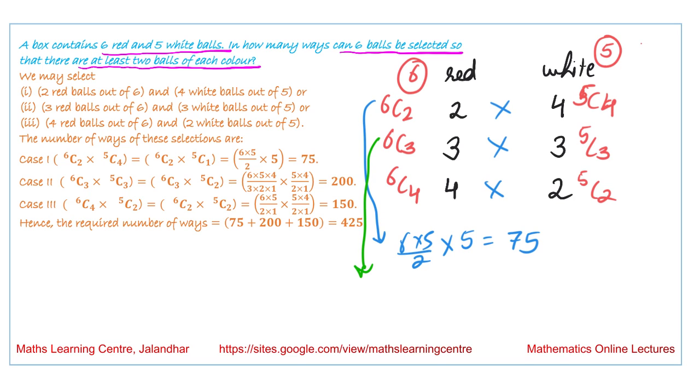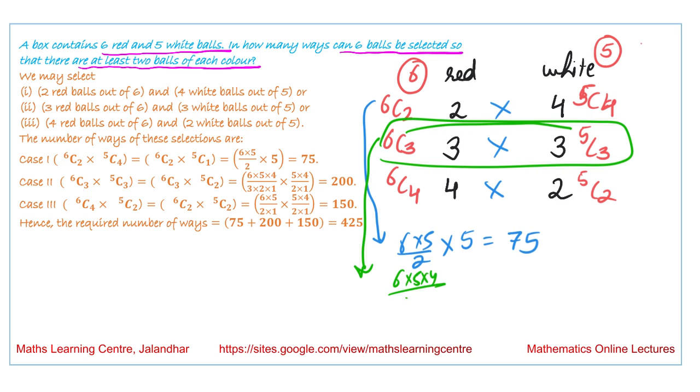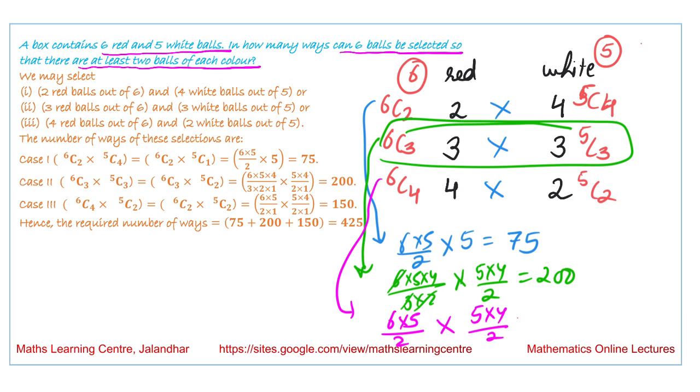The answer we will have on multiplying both these terms, we are saying 6C3, 6 into 5 into 4 divided by 3 into 2, into 5C3, which means 5C2, it is 5 into 4 divided by 2. So the answer we have is equal to 200. And in this third case the answer we have is 6C4. So that is 6C2, so it is 6 into 5 divided by 2, into 5C2, it is 5 into 4 divided by 2. The answer is 150.